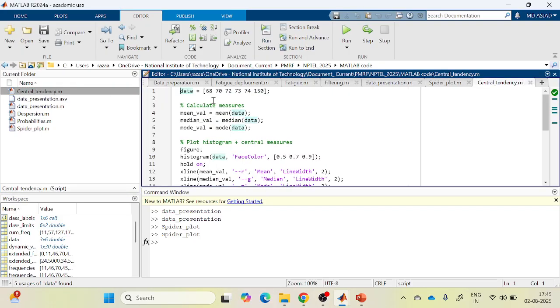Let's say we have the data 68, 70, 72, 73, 74, 150. If we want to calculate the mean, we all know what that is. Mean is going to be the summation of all the numbers divided by the number of data points.